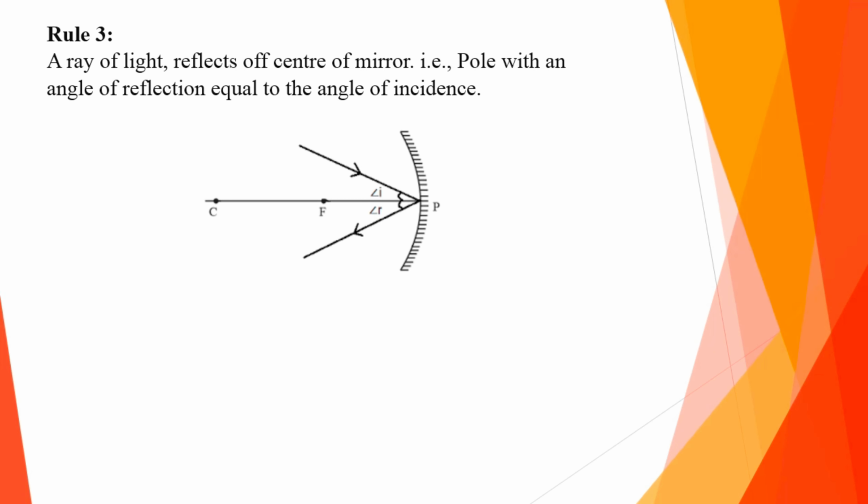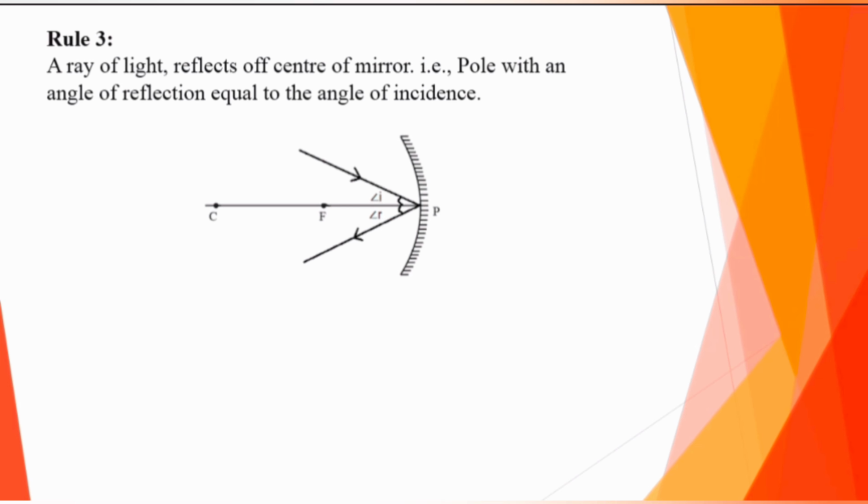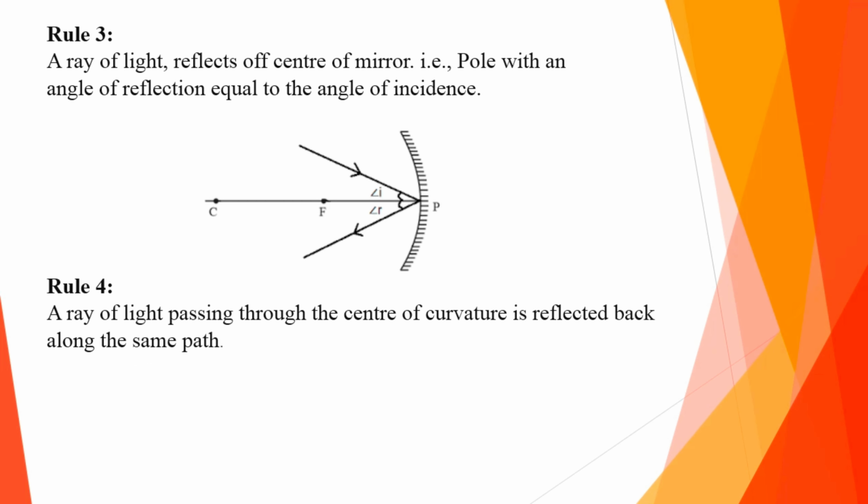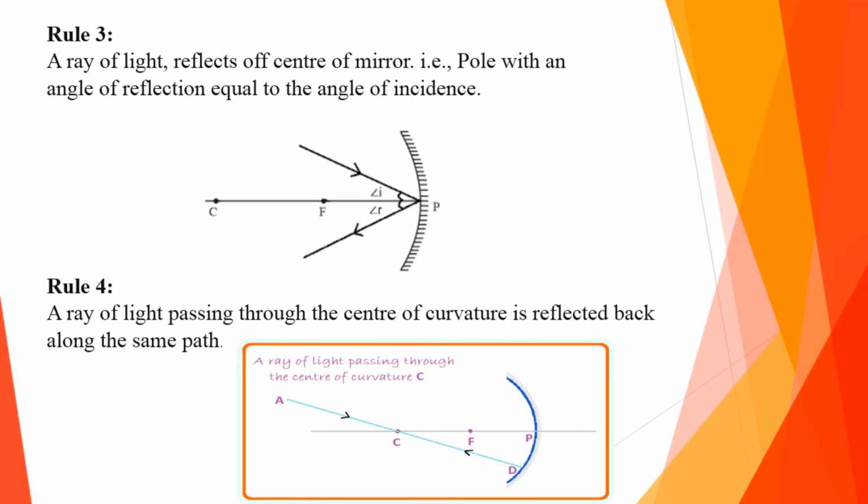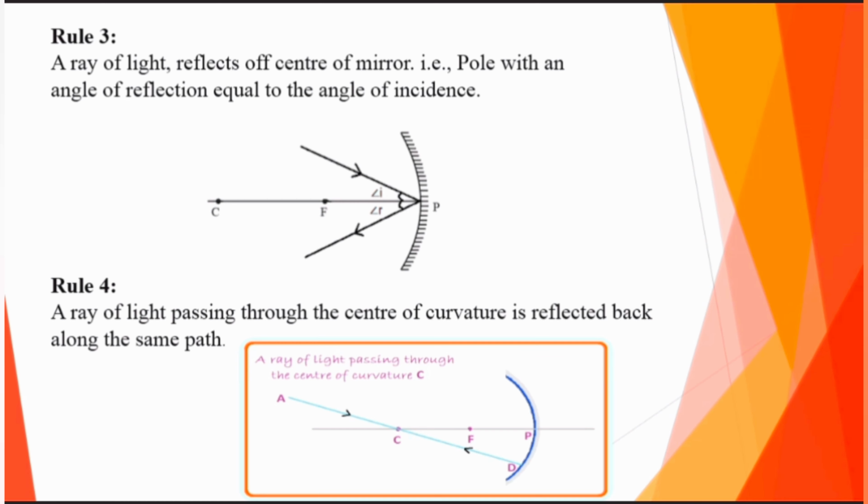And the third rule: when the ray of light hits the mirror at the center of the mirror surface, it reflects off such that the angle of incidence equals the angle of reflection. The fourth rule says that the ray of light that passes through the center of curvature of the mirror will be reflected back along the same path. In the image, you can clearly see that the ray that passes through the center of curvature, after hitting the reflecting surface, again passes along the same path.